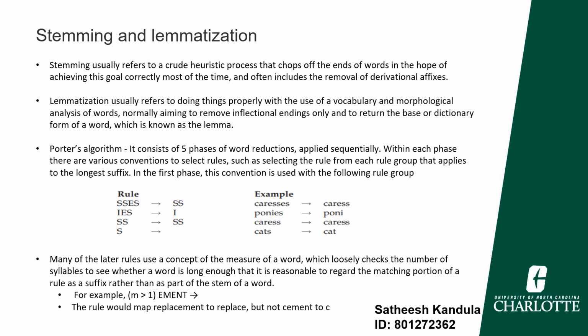Here the rule SSES is derived from its respective group, which is matched to the respective word, and where ES is removed and only the SS is left. And in the same way, for the rule IES, ES is removed and we are left with I. And also the S is removed and left with empty, changing the word cats to cat. And in a similar way, there are many other rules as well, in which, for example, the rule would map replacement to replace, but not cement to c.